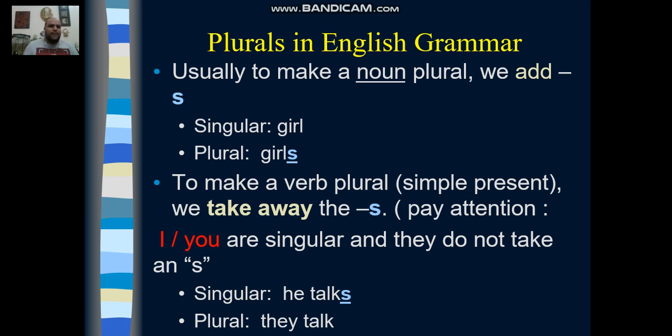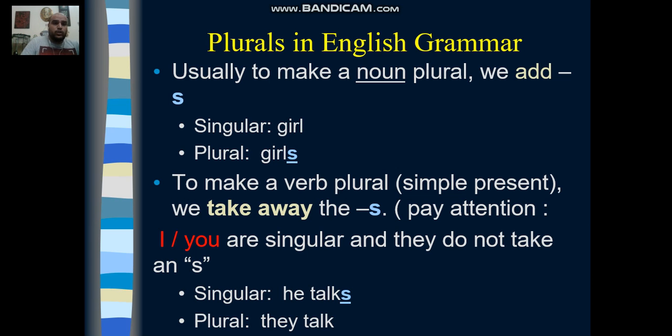Here, of course, I have a simple example, which is singular. The singular of the noun is girl, and the plural is girls. To make a verb plural, I don't like it, of course, in the simple present, we take away the S. Okay? What about the verbs miss and kiss? If they're going to apply this rule, all the kids are going to say, okay, take an S from miss and take an S from kiss. That's why I don't like it. The general rule is this.